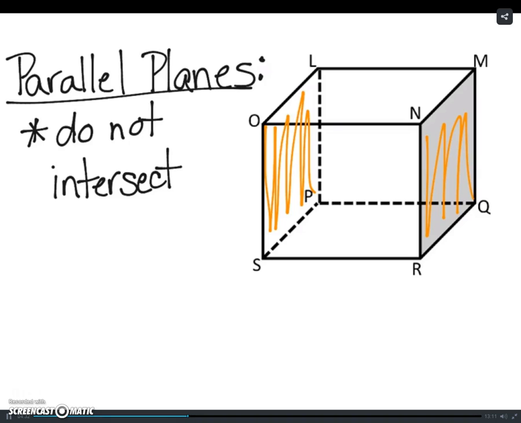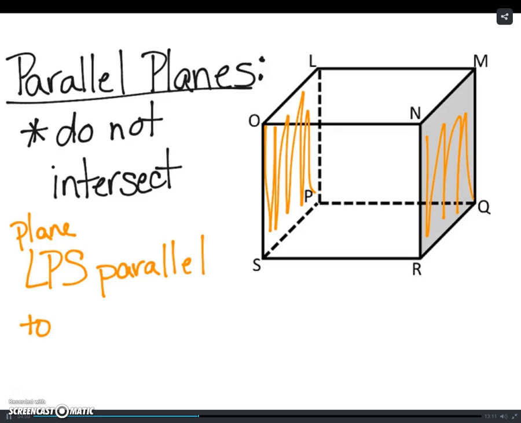When you write these, we name a plane with three letters. So I would have plane LPS is parallel to plane RNN. Sorry, that should have the word plane in front of it. And remember, it doesn't matter which three letters, as long as you choose three letters that are all on that plane, and they are not collinear, so they can't form a straight line. Any three of the vertices that form our planes would work.